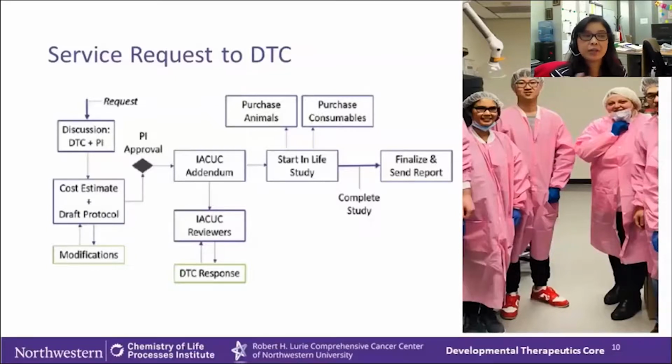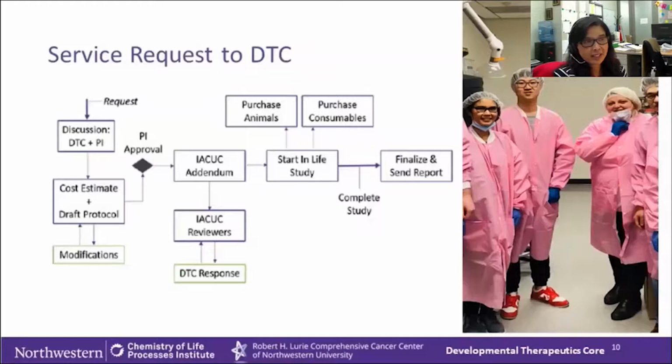And we make sure that the PI approves that. Usually it's back and forth, just to make sure that we agree on both parameters, meaning the cost estimate and draft protocol. If the PI doesn't like the cost estimate, we adjust it appropriately to fulfill the budget.